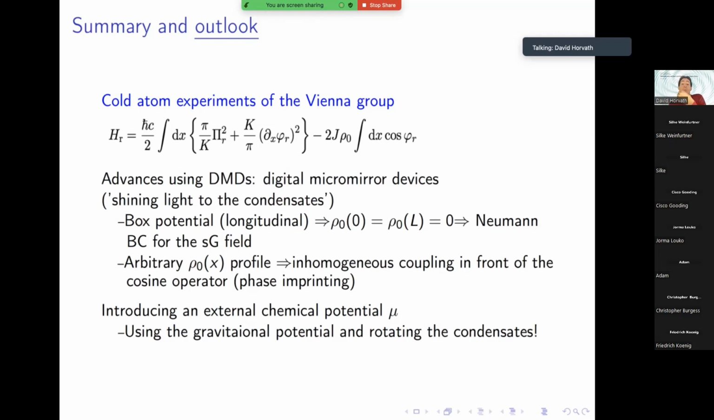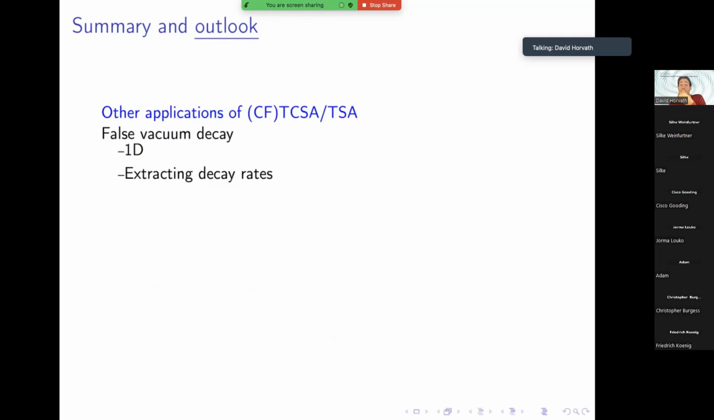Because I'm talking about inhomogeneous quenches in the sine-Gordon model, I think it is good to say that the experimentalists are now able to realize these inhomogeneous quenches in various ways. And finally, to finish my talk, I would like to mention one last application of this TCSA. We saw how it performed in inhomogeneous cases, but there is another problem which many of you are interested in, false vacuum decay, and it turns out that these methods can be applied to false vacuum decay problems, at least in 1D.